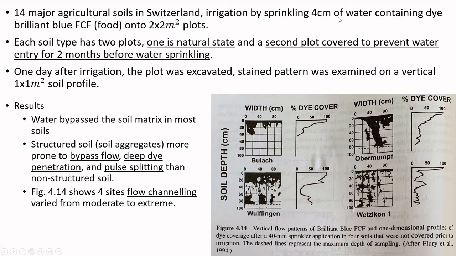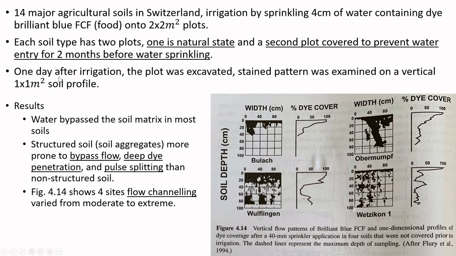Irrigation by sprinkling 4 centimeters of water containing dye. So they sprinkle the soil with 4 centimeters of water that has dye, which is brilliant blue FCF food grade, onto 2 by 2 meter square plots. Each soil has 2 plots. One is in a natural state, without any altering, just open to the sprinkling, and a second plot is covered to prevent water entry for 2 months before water sprinkling.